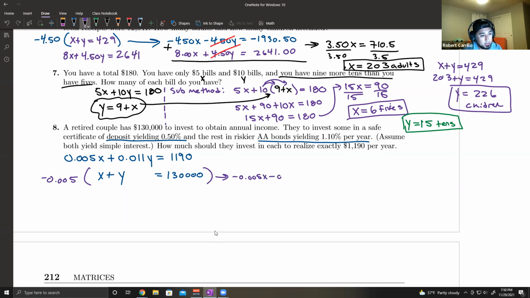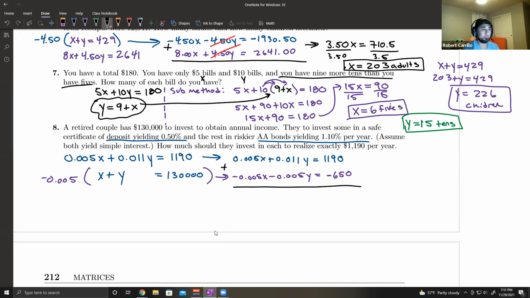So if we do that, you would have negative 0.005x minus 0.005y equal to negative 0.005 times 130,000, which gives me negative 650. The first equation would remain the same: 0.005x plus 0.011y equal to 1190. Okay, we're all set.